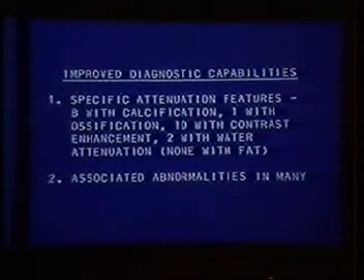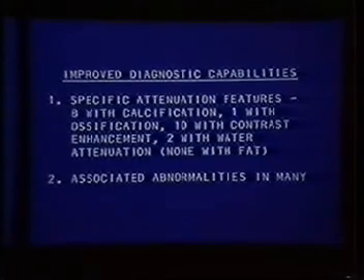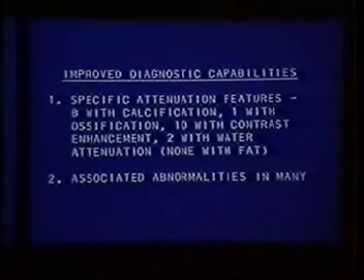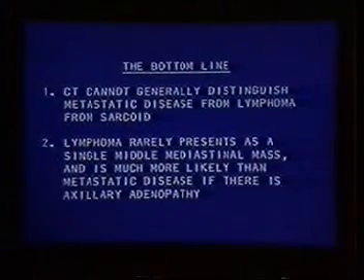Of course, that's no surprise when you realize a lot of them are lymphoma and metastatic cancer. And we had none in this particular group over a couple of years with fat in them, so that was a little bit disappointing. There were associated abnormalities in the chest or upper abdomen in many, but as far as whether they really helped or not, the answer was generally not.